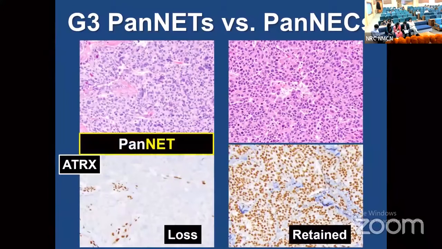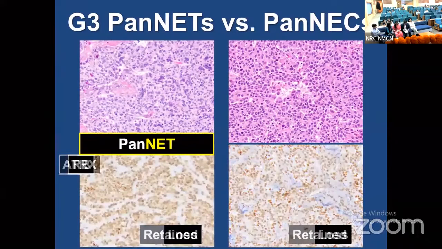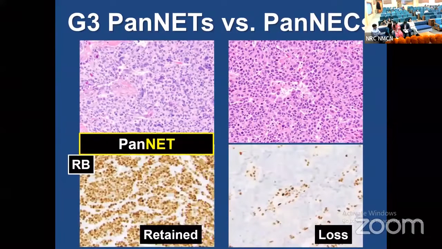Therefore, this case on the left is consistent with a well-differentiated pancreatic neuroendocrine tumor. Unfortunately, not all pancreatic neuroendocrine tumors will demonstrate loss of expression for ATRX or DAXX. It's a specific biomarker, but it's not 100% sensitive. So the case on the right is still somewhat unclear if it should be classified as a tumor or a carcinoma. And that's where another set of immunostains may be helpful.